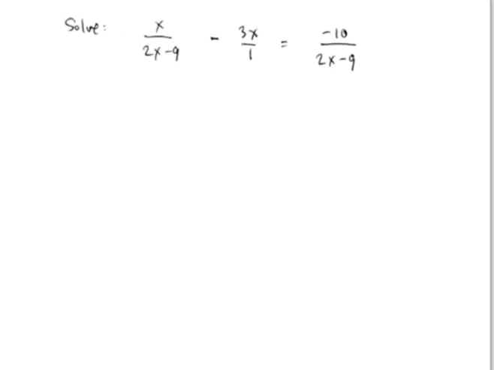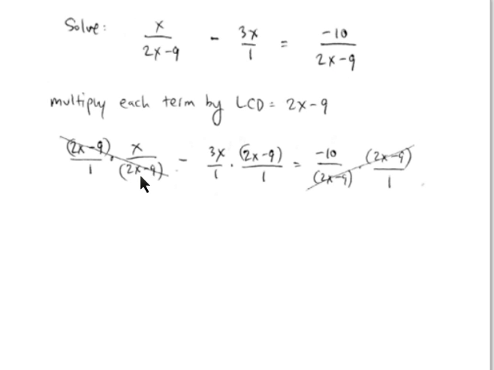Again, as we mentioned before, multiplying every single term by 2x minus 9, here, here, and here, and then canceling what we can, cancel here and cancel there, we end up with this equation right here. X is left over from the first term, negative 3x times 2x minus 9 from the second, and negative 10 from the third.